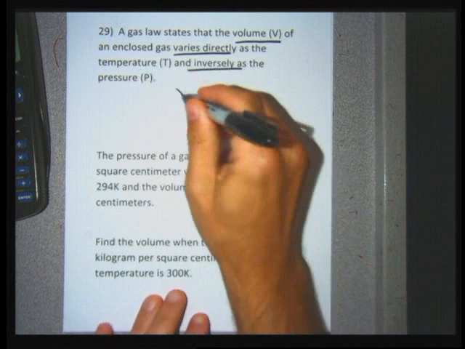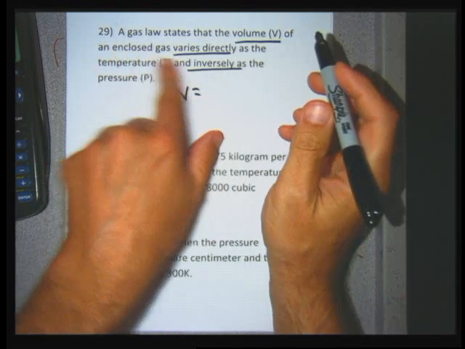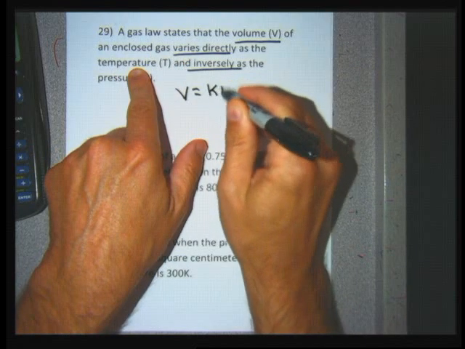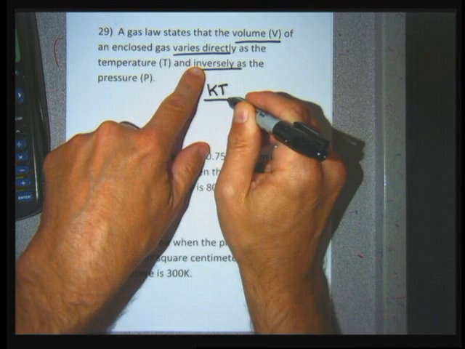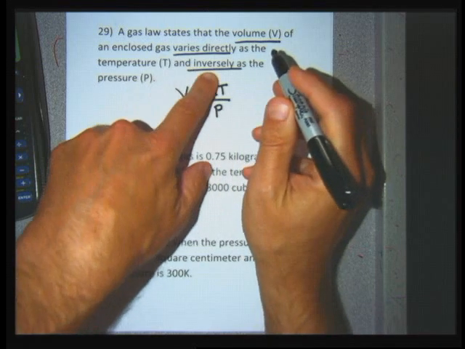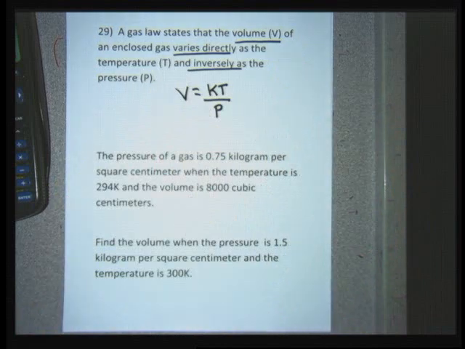So I'm going to write V equals, and to the right of the equal sign, I need varies directly as the temperature, so I'm going to write K times T for that. And inversely, I get a fraction, and inversely as the pressure, and the word after the inversely gives me the denominator of the fraction, and it's just the pressure. So that's the equation that I need. We came up with that equation earlier, so it's a repeat.